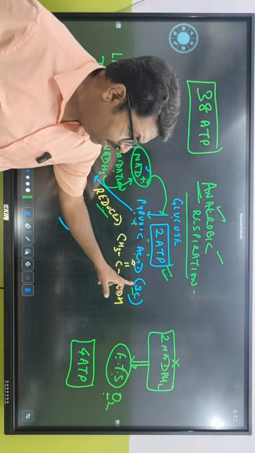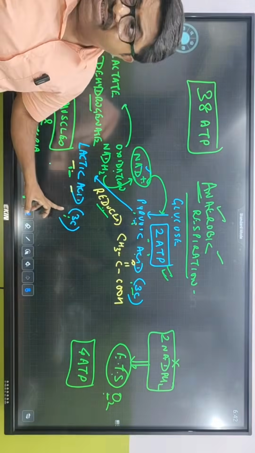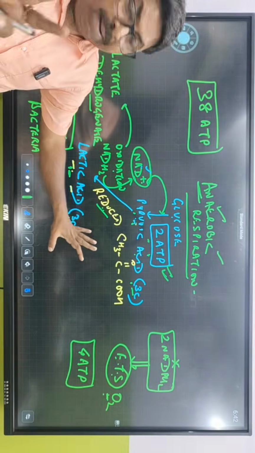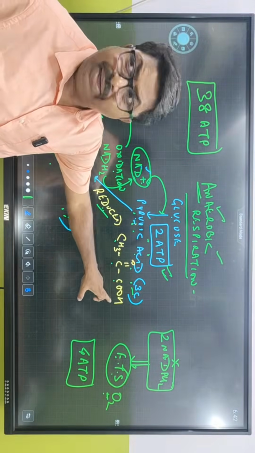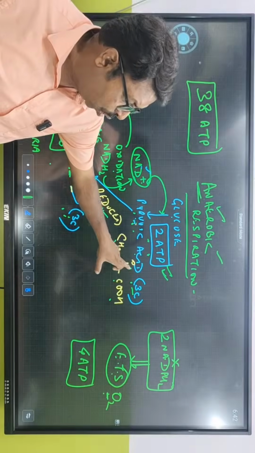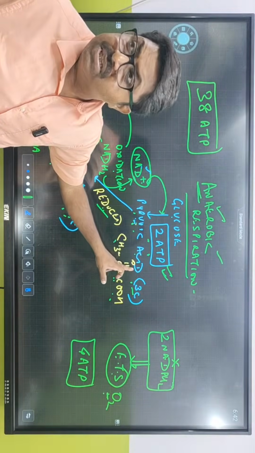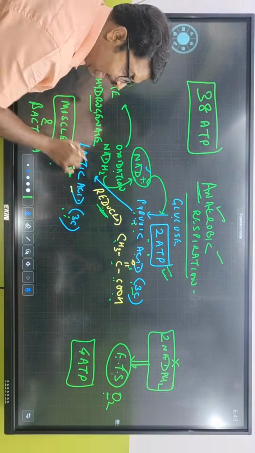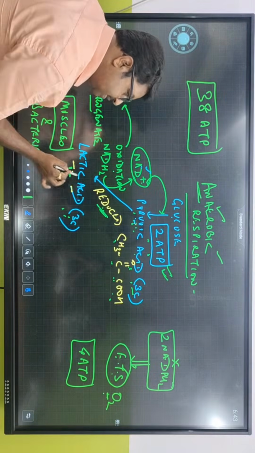From pyruvic acid, which is a 3 carbon compound, you are getting what? Lactic acid, which is also a 3 carbon compound. So there is no decarboxylation, but pyruvic acid is CH3COCOOH. What happens in lactic acid? In this second carbon, what is present? Alcohol group, OH group. That means it has been reduced. Addition of hydrogen has occurred. So that is called reduction. So pyruvic acid to lactic acid is a reduction process.